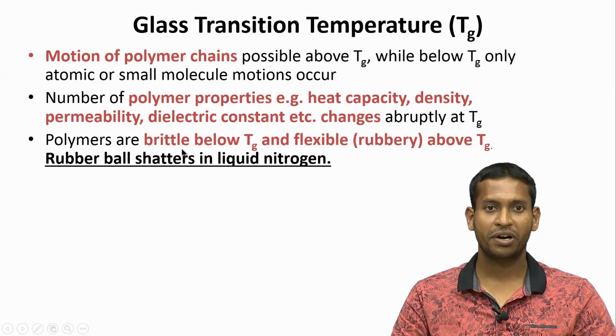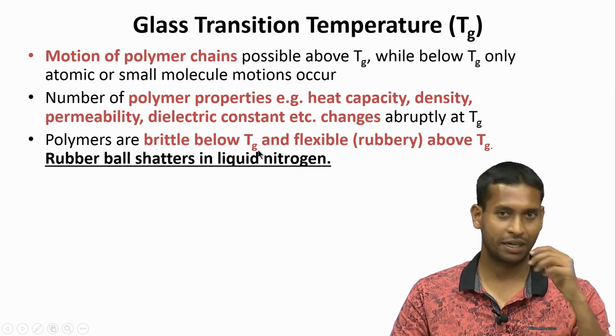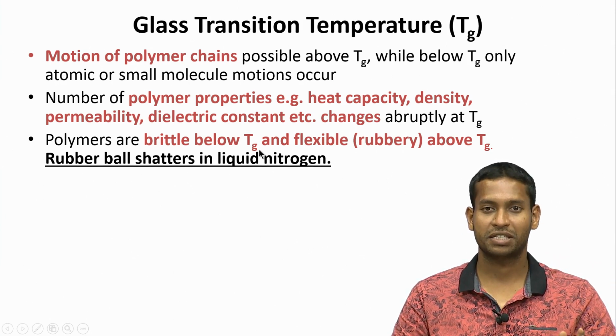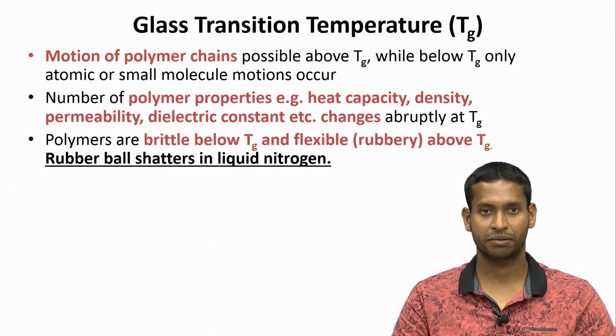Polymers are typically brittle below Tg. A good example is a rubber ball. If you cool it down with, let us say, liquid nitrogen and try to throw it, with the impact it will just completely shatter. Whereas otherwise, if it is above the Tg, which is at room temperature, even if you throw the rubber ball down, it is fairly elastic and it will not break.